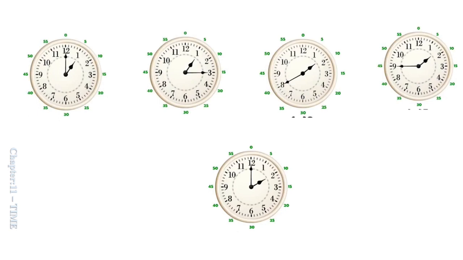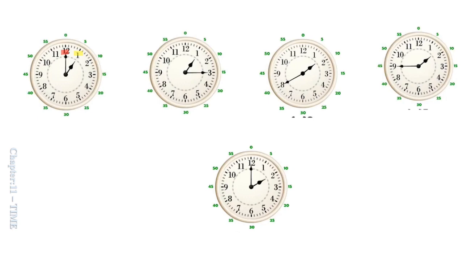So now when we look at the first clock, we can see that the short hand is pointing on 1 and the long hand is pointing on the number 12. So when you can see this, we can easily say that it is 1 o'clock.